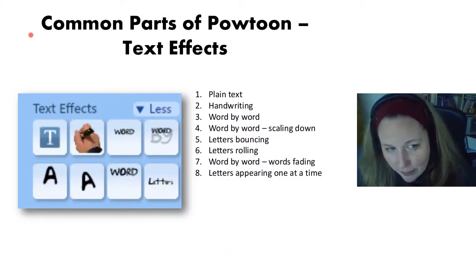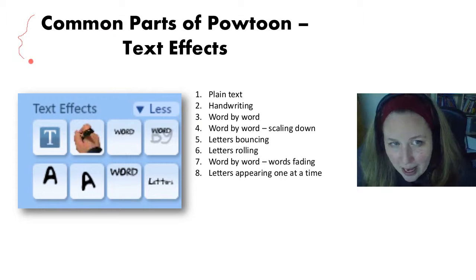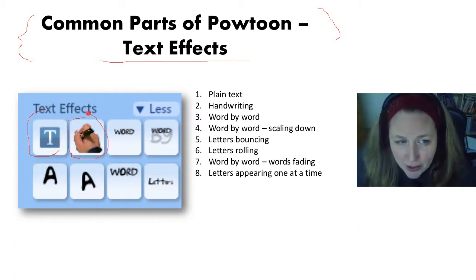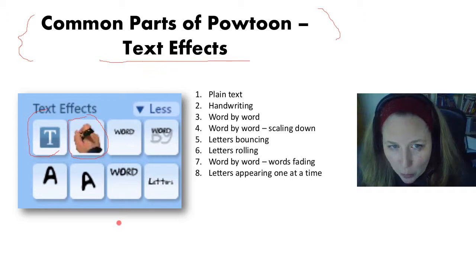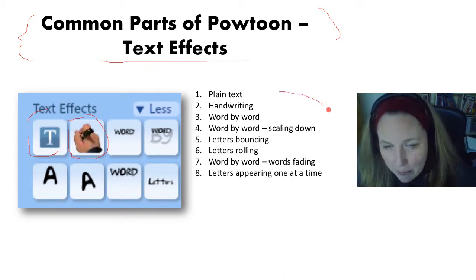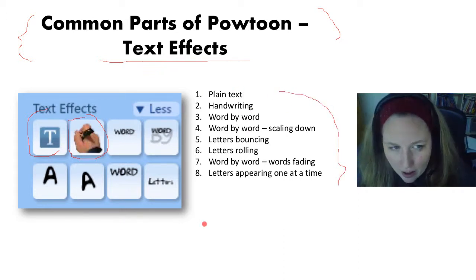So the common parts of Powtoon, the things that all the styles have in common, number one is text effects. And your options are plain text. You can choose to have a hand coming across the screen and writing as it comes across. You can choose to have your words appear one word at a time, bouncing, fading, all of these are options you can do.